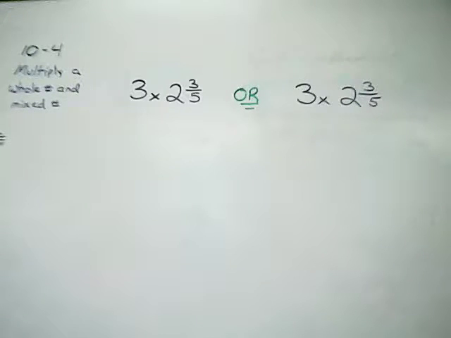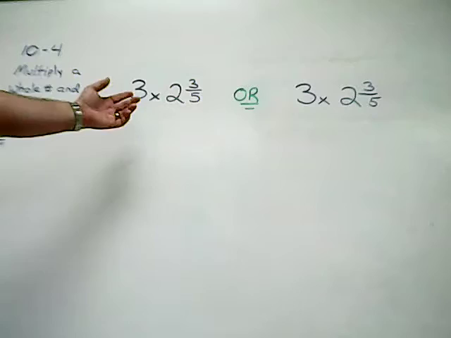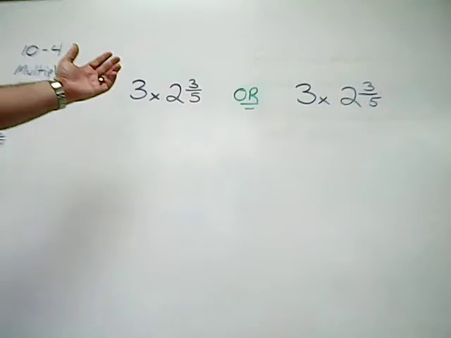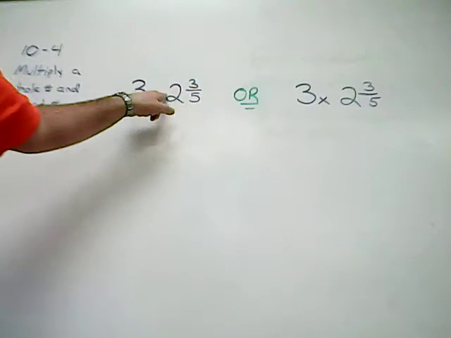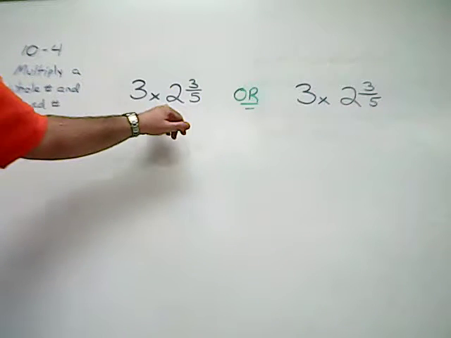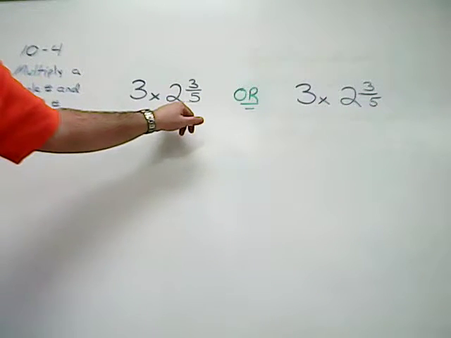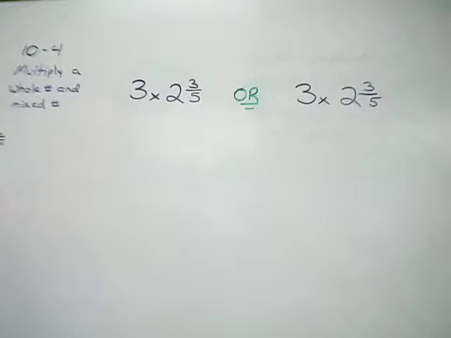Today we're going to talk about section 10-4, which is multiplying a whole number and a mixed number. Up until this point in chapter 10, we've multiplied our whole number with a fraction. Now we're going to multiply our whole number with a mixed number. Remember, a mixed number is a number that has both a whole number and a fraction together.